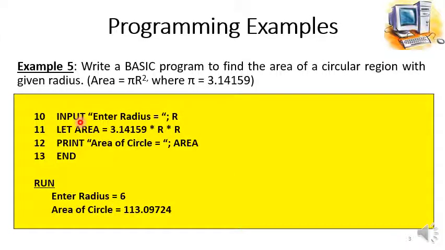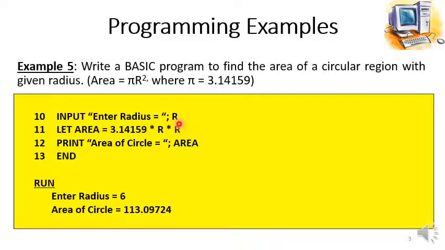First we will write an input statement which will ask to enter the radius of that circle. Radius is actually half of the diameter. Let area is equal to, now here we are declaring a variable with the name area and writing the expression 3.14159, the value of pi, and multiply by r multiply by r.